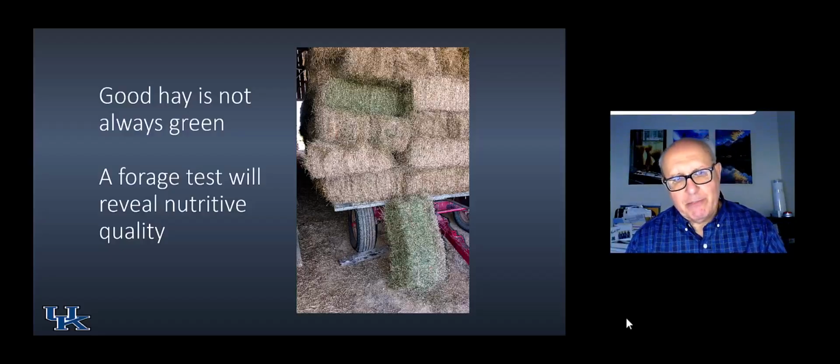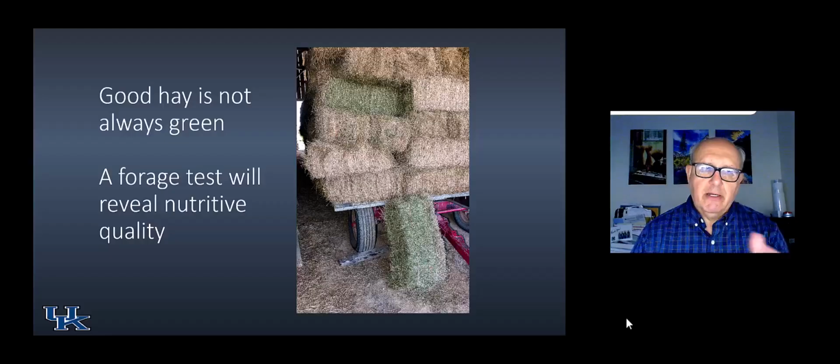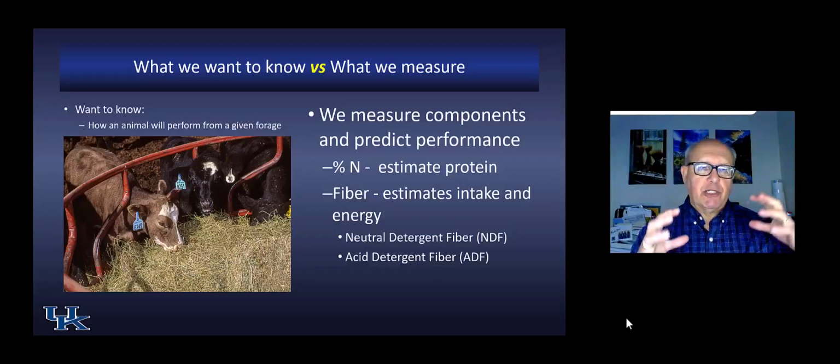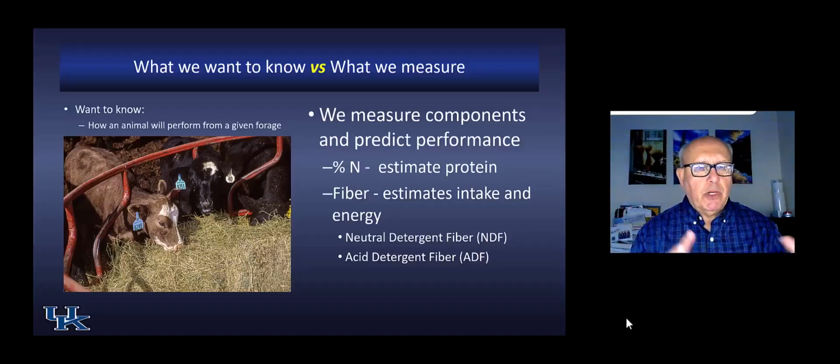And that's why we test, because a forage test is going to look past the surface and reveal the nutritive quality, or at least help us attempt to predict the nutritive quality, which is, of course, the ability to support performance. Now, I want to begin to contrast this idea of what we want to know versus what we measure. We want to know how well an animal will perform from a given forage, but what we measure are components, and then based on research, we will predict performance.